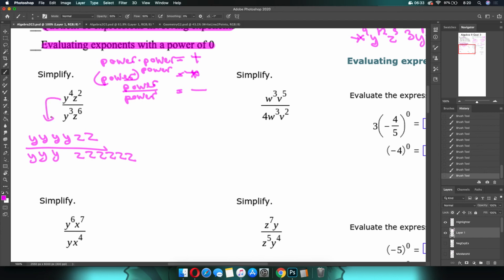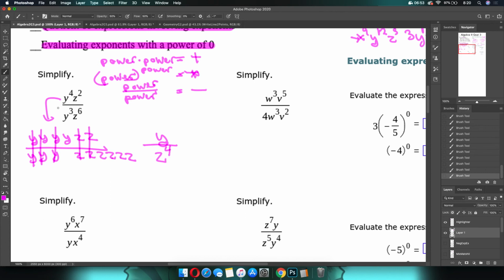So, an old adage from middle school, any number divided by itself is 1. So, y over y cancels to 1, cancels to 1, cancels to 1. Same for the z's, cancels to 1, cancels to 1. Well, what are you left with? Y over, how many z's are left? 1, 2, 3, 4. Y over z to the 4th.